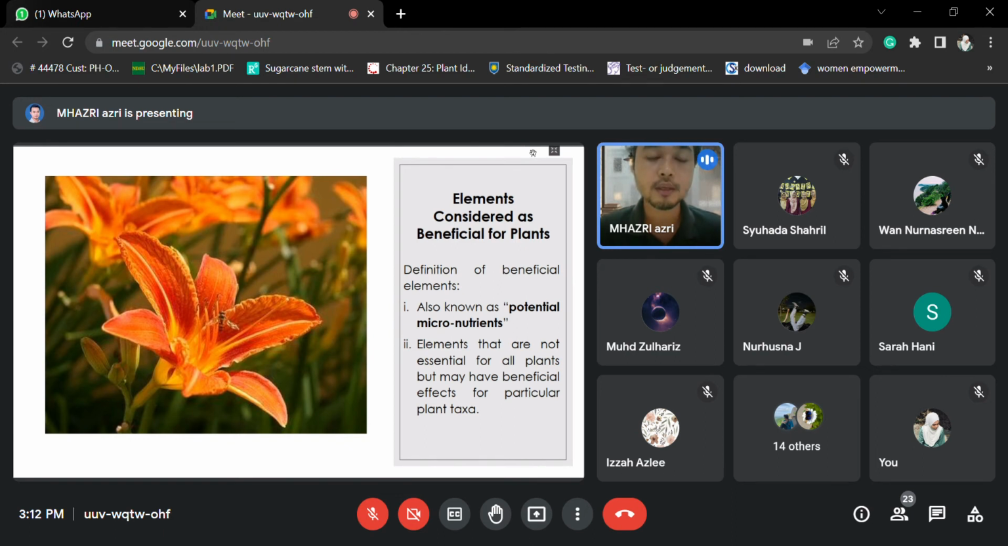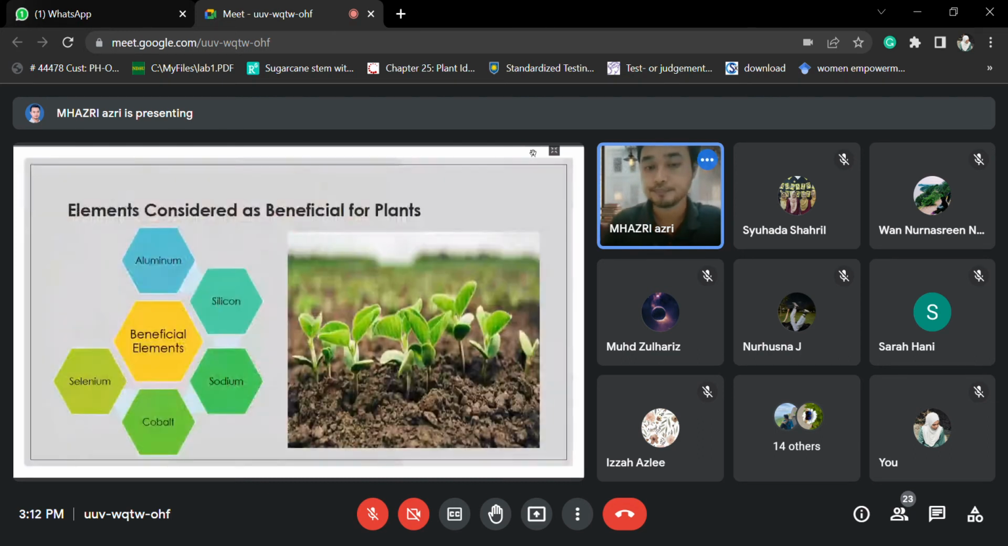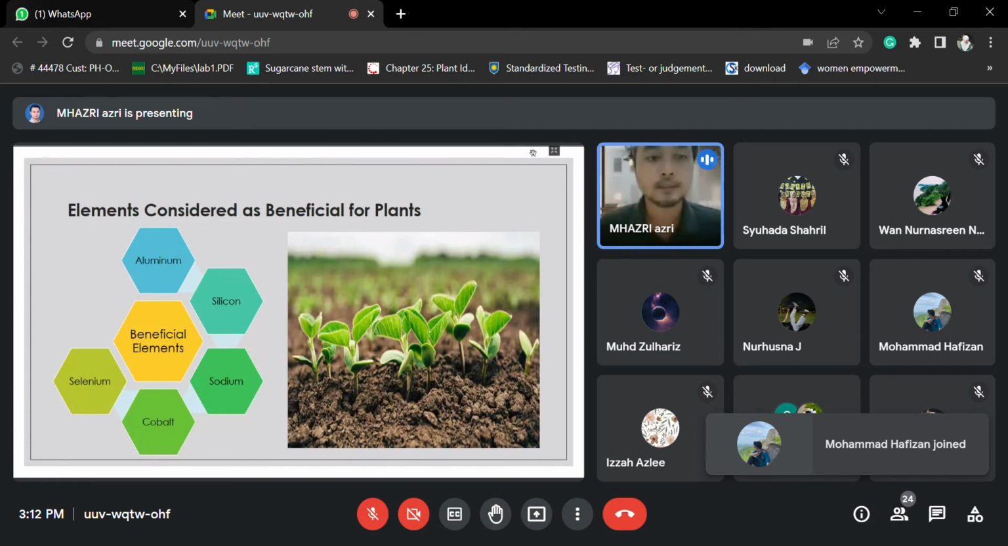So how can this beneficial element increase plant growth? They may influence growth directly or indirectly. Okay, so macam mana indirectly? By supplying this element to a certain species of plant, that species of plant becomes more resistant towards certain biotic or abiotic stress.